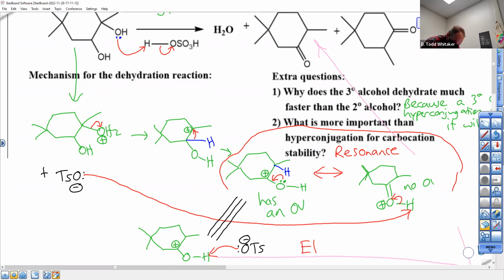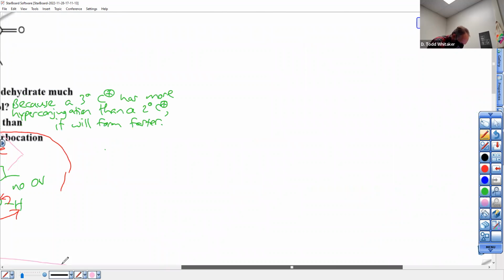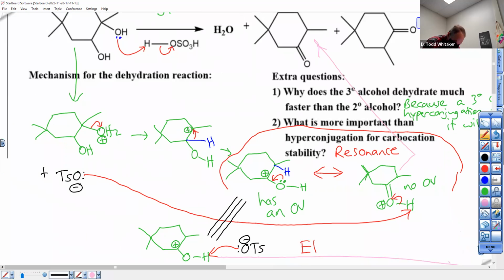I got a better way to show it. That was that going to the final product. This is a different way to get to the same place, but not really. It's the same way. It's just shorter. Tell me what else has to happen.